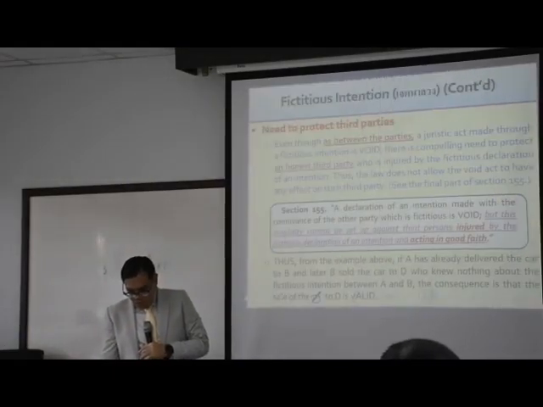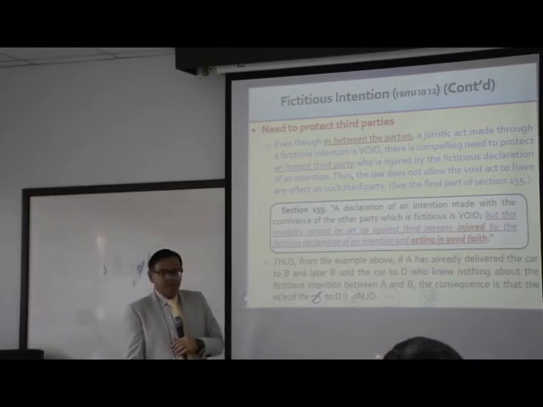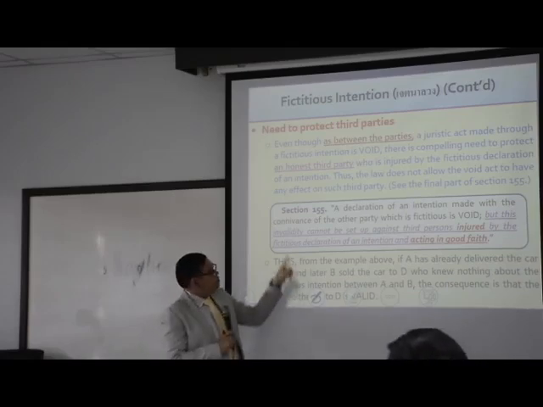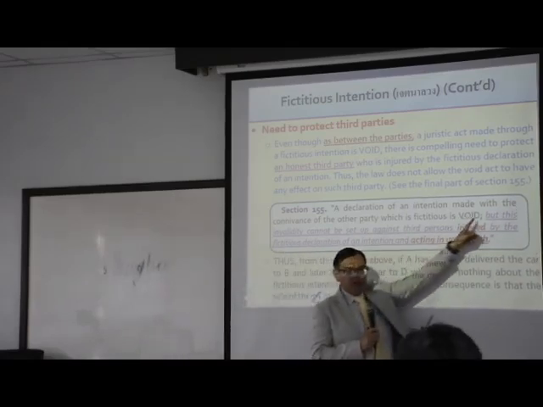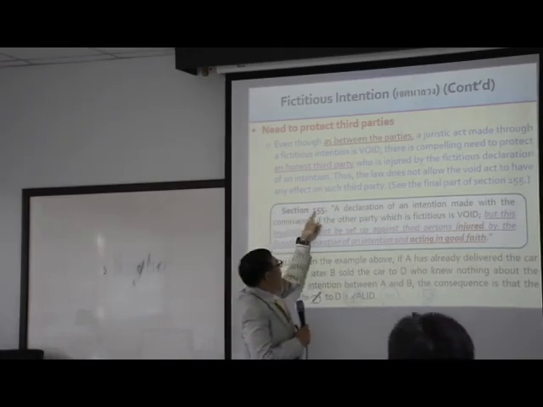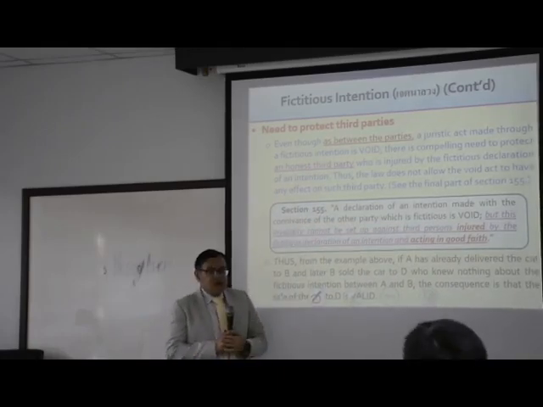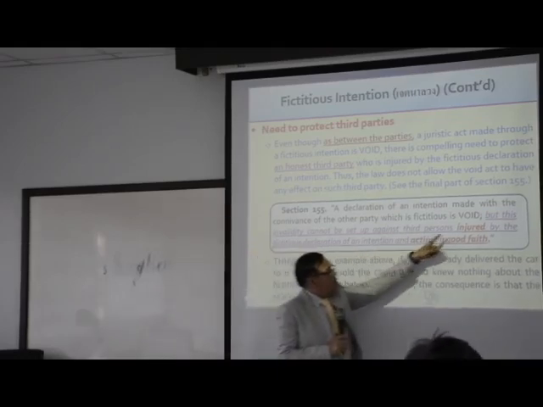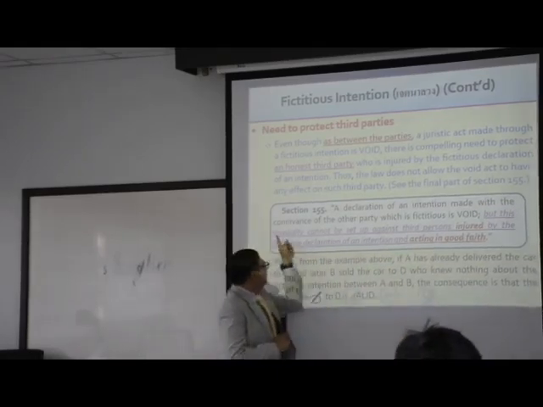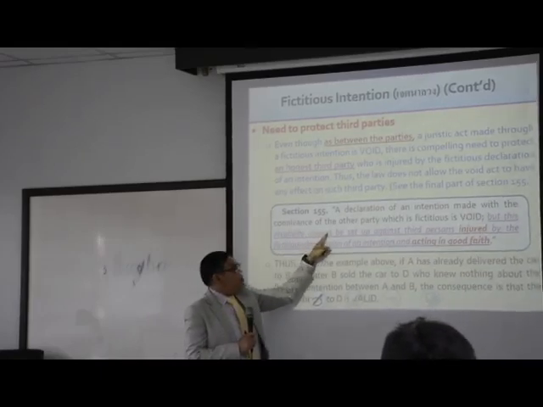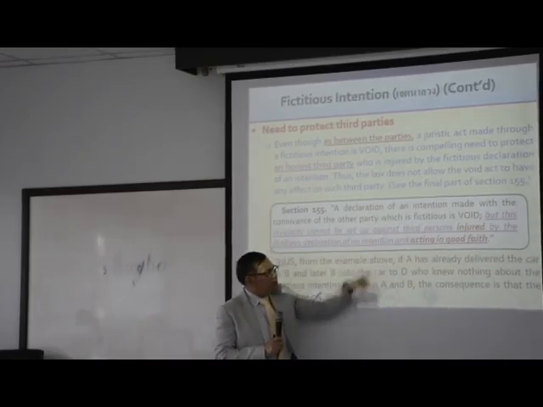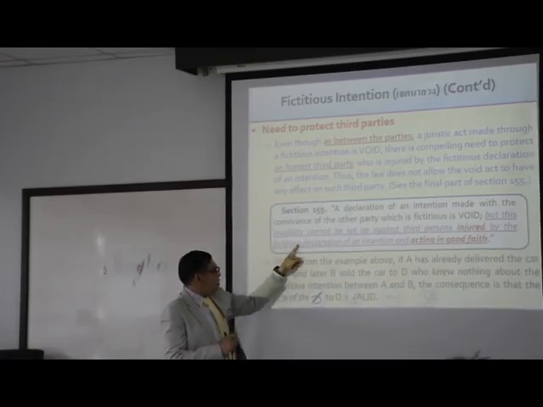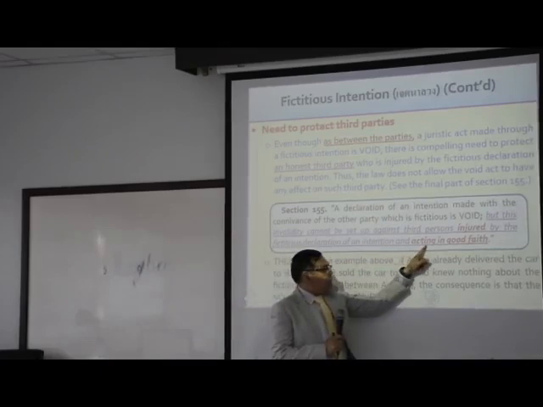Now, what remains to be said is this. If you go on to look at the second part of the same section 155, you can see that it goes on to say this: but this invalidity cannot be set up against third persons injured by the fictitious declaration of an intention and acting in good faith.